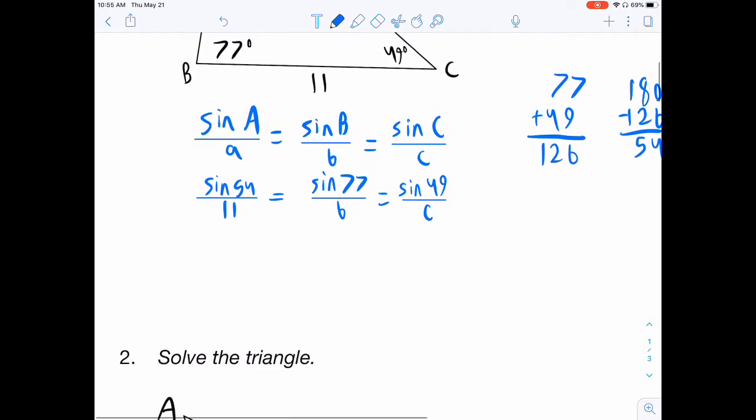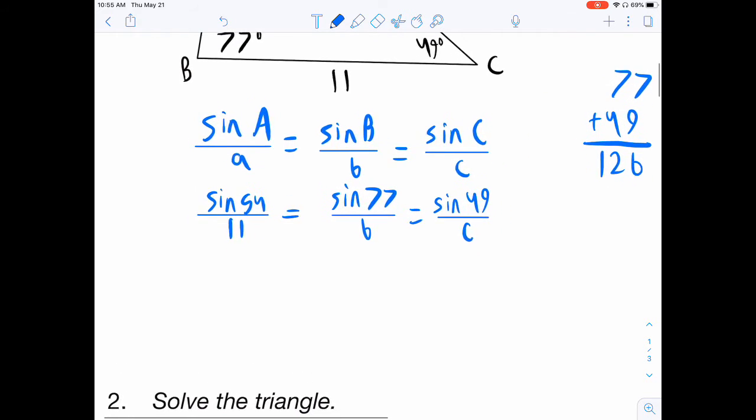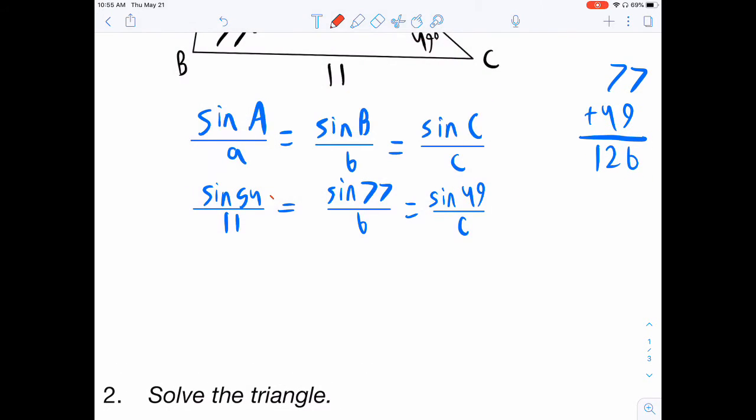So now we can rewrite this by saying sine 54 over 11 equals sine 77 over B equals sine 49 over C. Keep in mind, for this problem, we're only trying to solve for side B, so all we have to do here is simply cross multiply these two. So we solve that by saying B sine 54 equals 11 sine 77. And so since we're trying to solve for B, we divide both sides by sine 54.